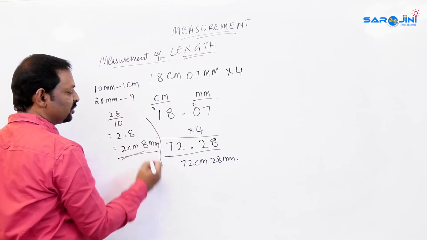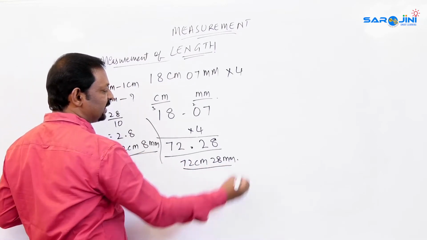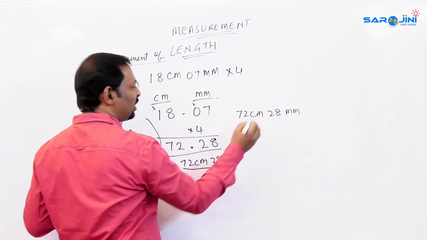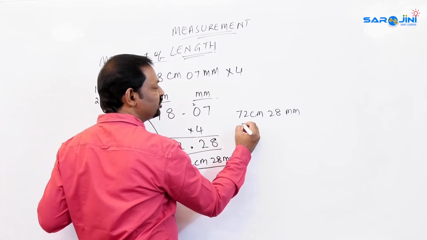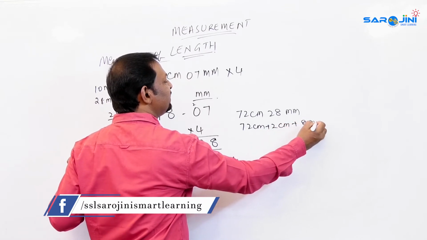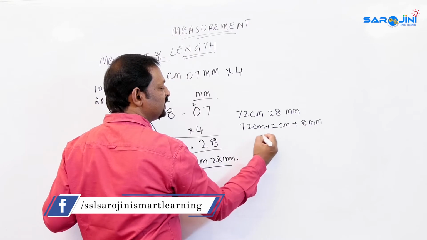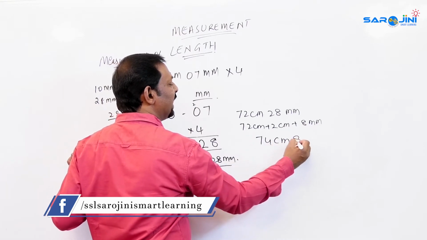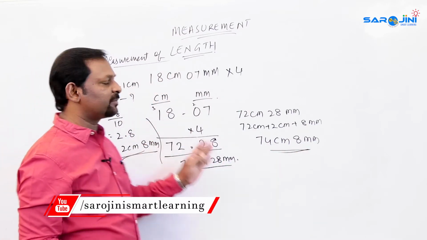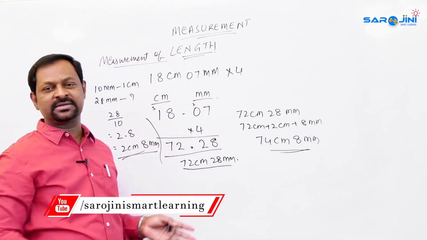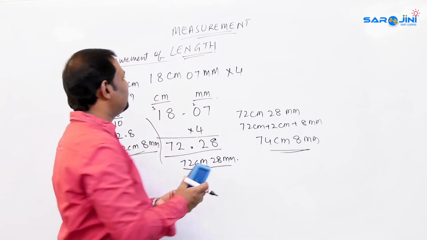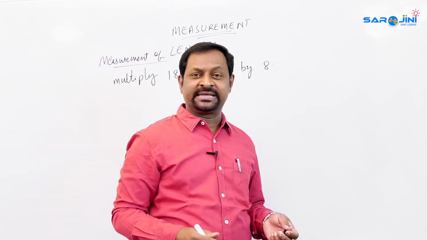This is the main concept. So here already 72 centimeters and 28 millimeters are there. On conversion, we are adding 72 centimeters plus 2 centimeters plus 8 millimeters. What is that? 74 centimeters and 8 millimeters is the answer. So this is nothing but a regular multiplication calculation, but here the units change to centimeter and millimeter. Then I will show you one more example. Here we take one more example.